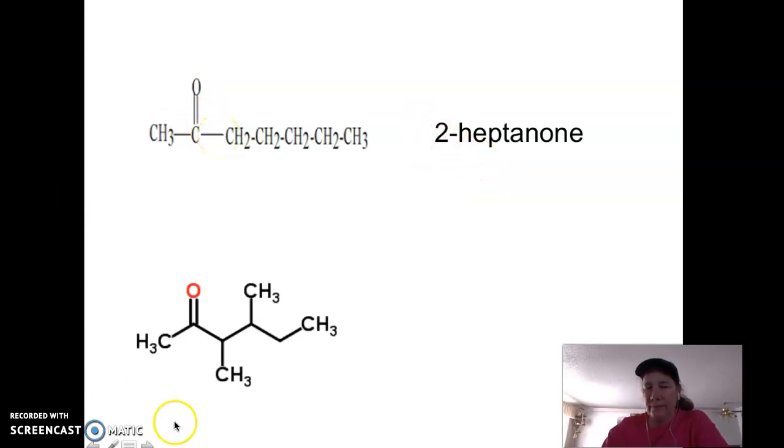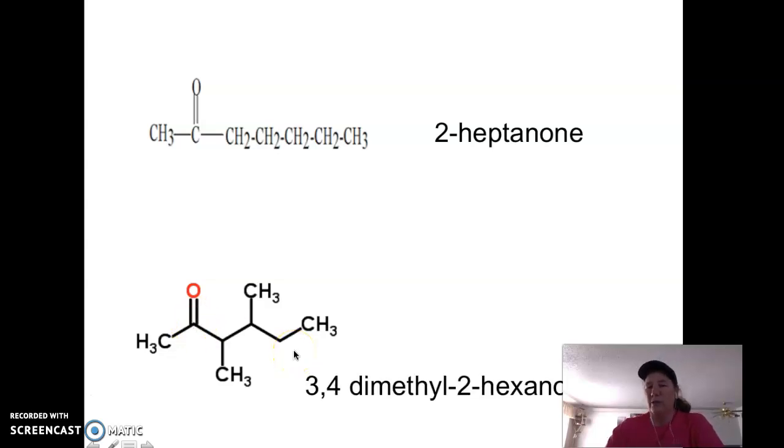Okay, this one, 1, 2, 3, 4, 5, 6. But look, I got these 2 methyl groups. So again, I'd go 1, 2, 3, 4. I'd go 3, 4 dimethyl. And then I got 1, 2, 3, 4, 5, 6. That's hexanone because I got the double bond. So it'd be 3, 4 dimethyl 2 hexanone.